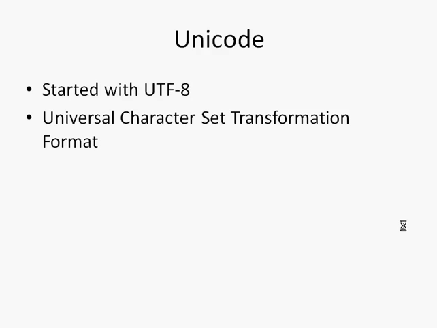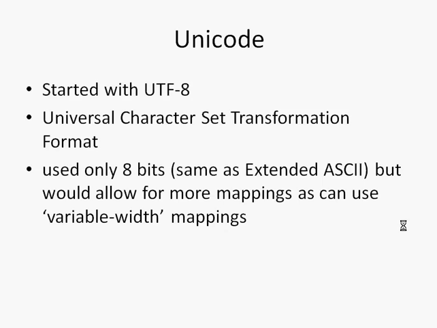Now UTF stands for Universal Character Set Transformation Format. UTF-8 used only 8 bits, which is the same as extended ASCII, but would allow for many more mappings because it could use something called variable width mappings. Now ASCII uses fixed width mappings, so if we had that binary number there, then ASCII would use that, whereas Unicode can use variable width mappings, so it could use that same binary number, but it could also use that without the leading zeros. So it has 2 different mappings there because it uses variable width mapping, despite the fact that both those binary numbers in denary would be the same. So a lot more flexible and allows for many more mappings.